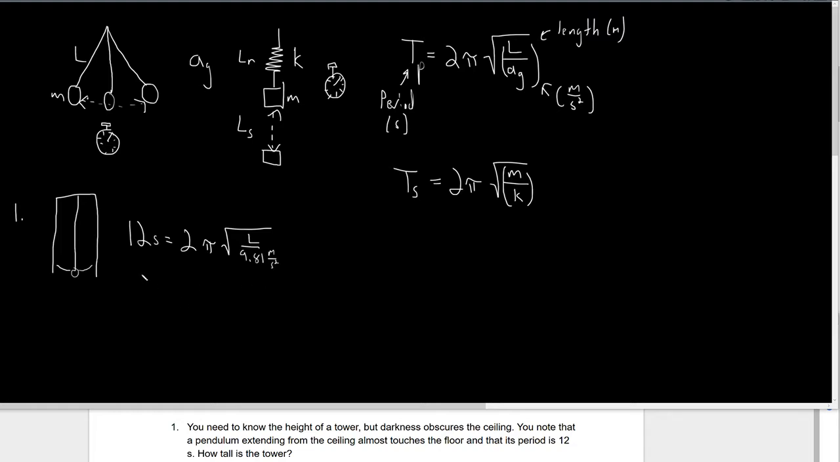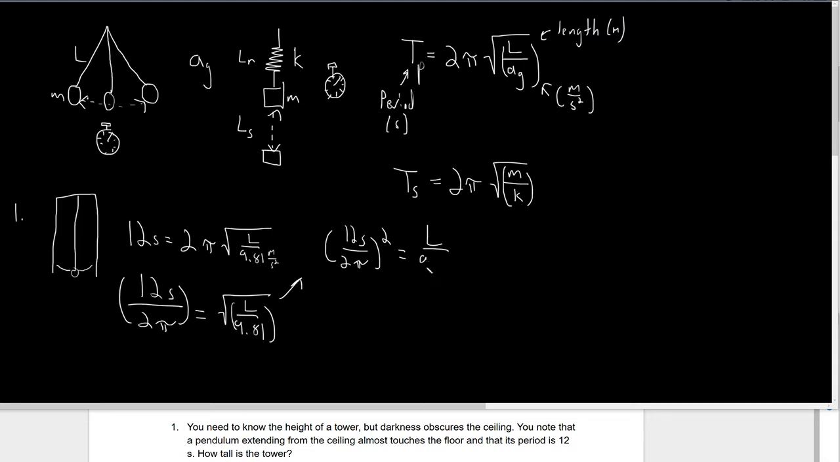So I'm going to have 12 seconds divided by 2 pi is equal to the square root of L over 9.81. I could split this up into the square root of L over the square root of 9.81. What I'm probably just going to do is square both sides first. So let's go ahead. That's in parentheses. That's in parentheses. Let's square both sides. So now I'm going to have 12 seconds over 2 pi squared is equal to L over 9.81 meters per second squared.